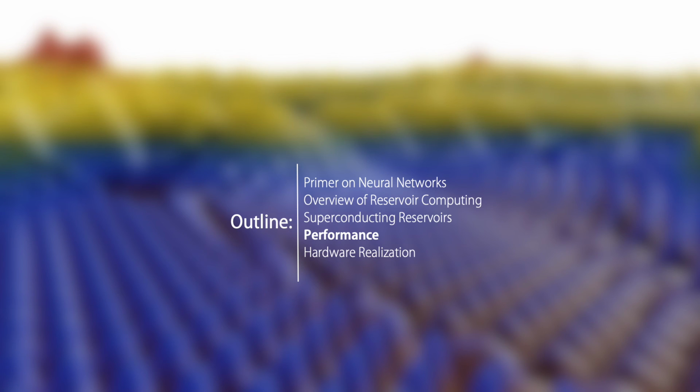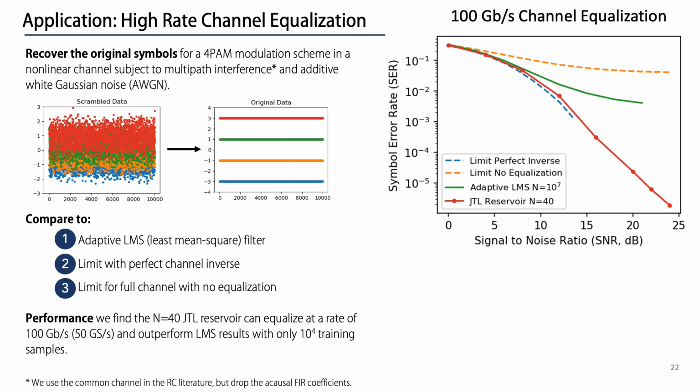Next, we'll discuss the performance of these superconducting oscillator reservoirs on a few tasks. First, we look at the application of our reservoir to the task of high rate channel equalization, which is shown pictorially on the left side of the slide. What we want to do is to recover the original symbols for a modulation scheme in a nonlinear channel, in this case subject to multipath interference and additive white Gaussian noise.